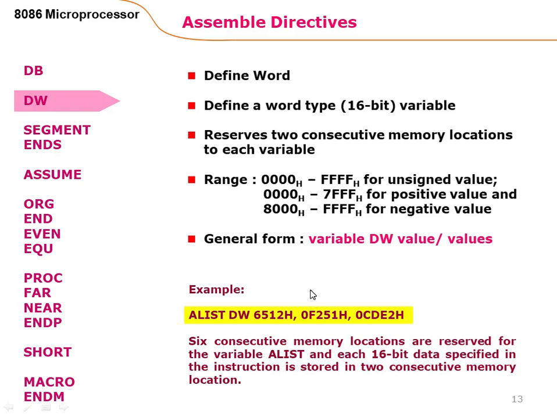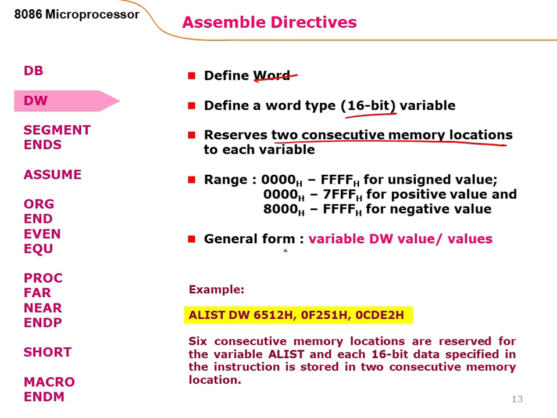Okay, so next is DW, which is used to define a word, meaning it is a 16-bit variable. It will define a word type. It will reserve two consecutive memory locations because each memory location is 8-bit. So for a word we will require two memory locations. It ranges from 0000 hex to FFFF hex for unsigned value, and for signed value it is from 0000 to 7FFF hex for positive, and for negative it is from 8000 to FFFF.